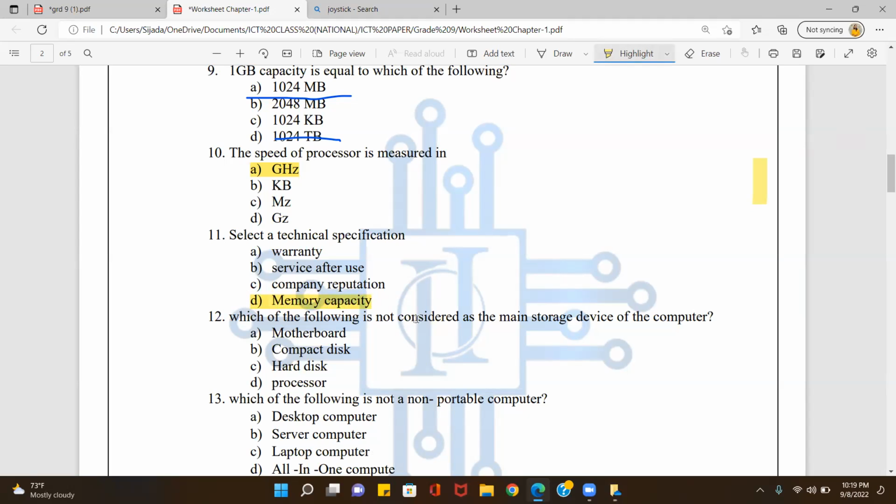Which of the following is not considered as a main storage device? The question is wrong. The question is supposed to be which is considered as the main storage device. It's supposed to be hard disk. There's a mistake with the question. Compact disk means CD. CD is a storage device, but not a main storage device. Motherboard is not a storage device. Processor is also not a storage device.